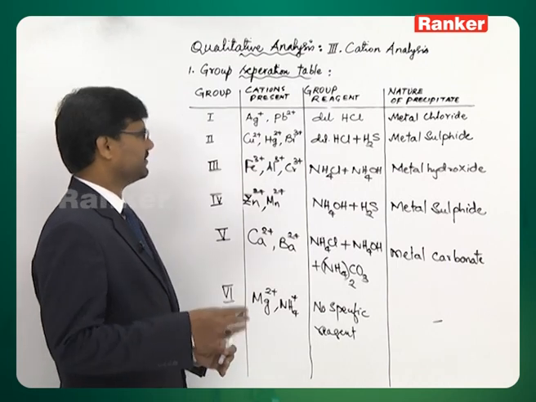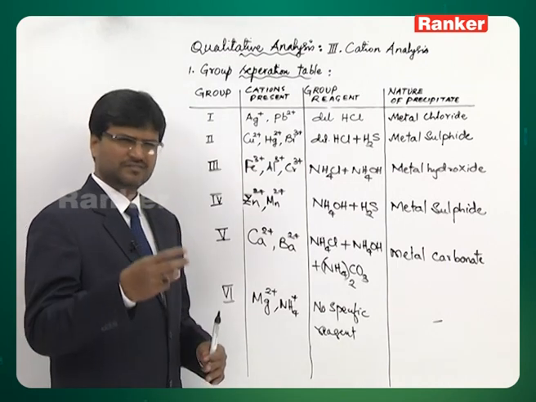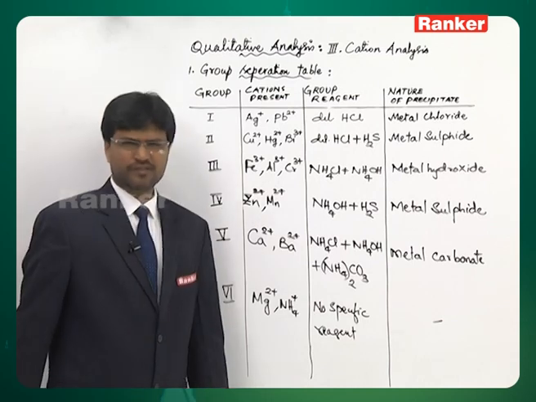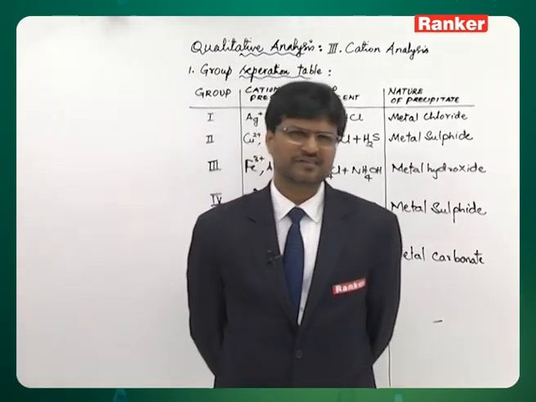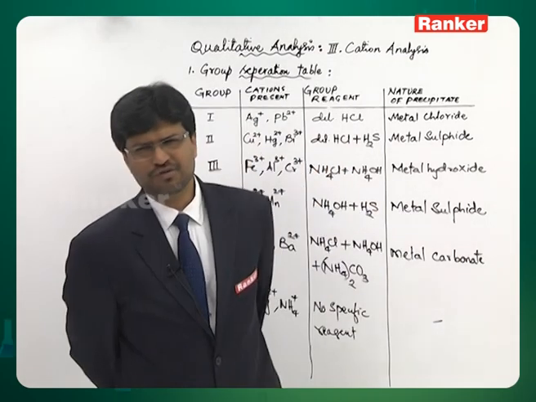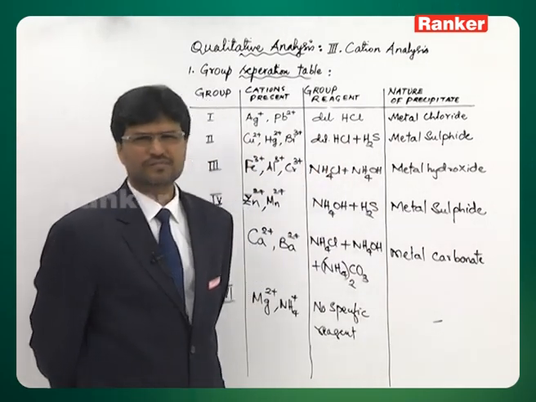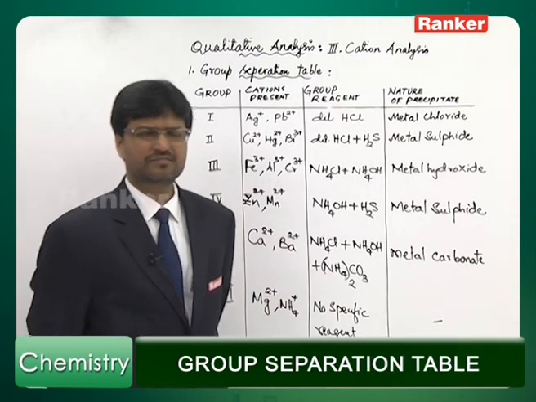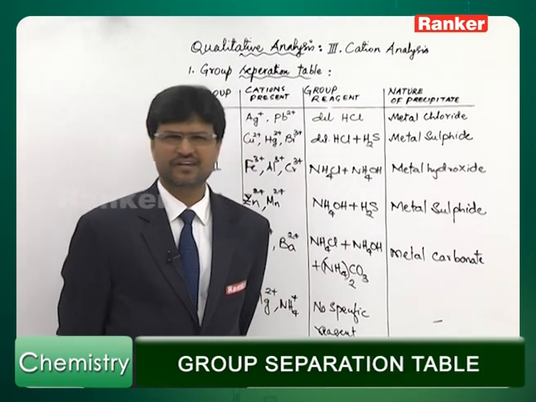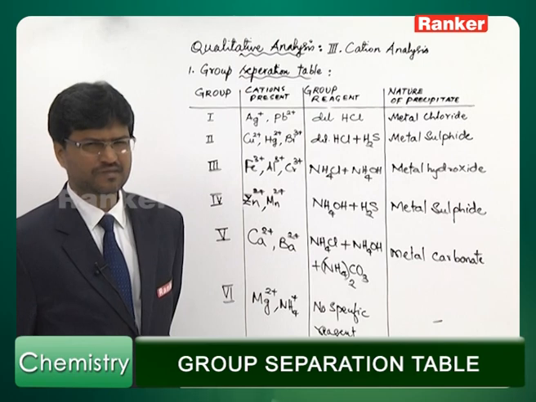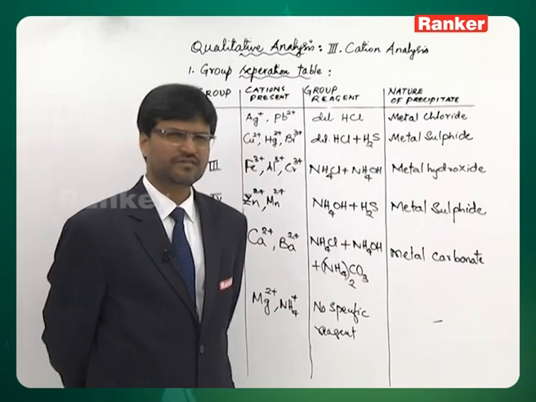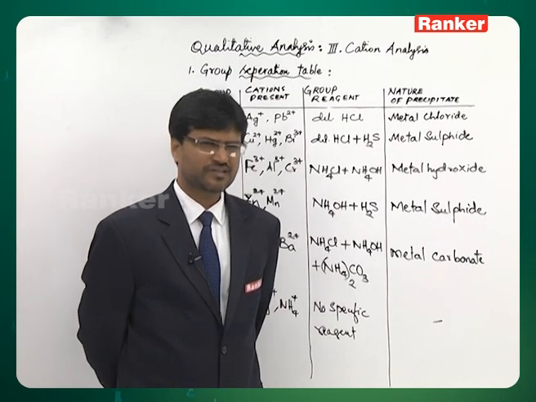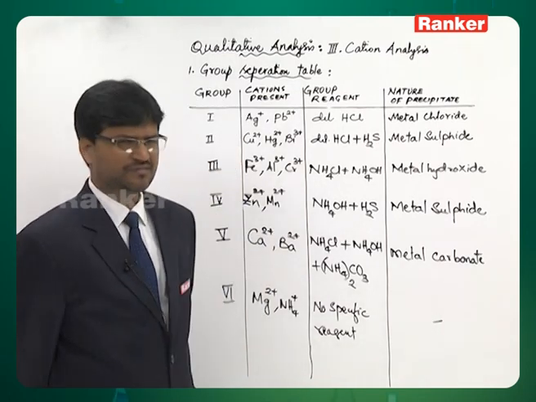Take each group separately and discuss. So, what are the cations present in group 1? Ag plus and Pb2 plus, and the reagent is HCl. The cations present in group 2 are Cu2 plus, Hg2 plus, Bi3 plus. The reagent is dilute HCl and H2S. Metal sulfide precipitate is formed. Group 3 consists of ferric, aluminum and chromium. The group reagent is ammonium hydroxide and ammonium chloride mixture, and metal hydroxide precipitate is formed.